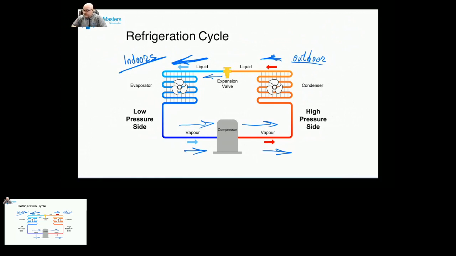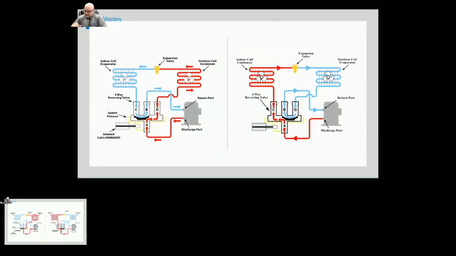Now, let's have a look at what happens when we try to reverse the cycle, because for a heat pump to operate, what we're going to do, this is very interesting, is take heat from outdoors and pump it to indoors. That's what we're going to do. And how do you do that? Well, there are a couple of ways of doing things.